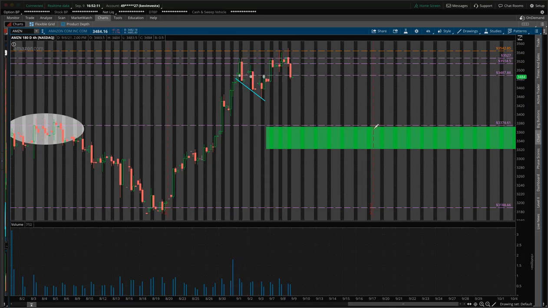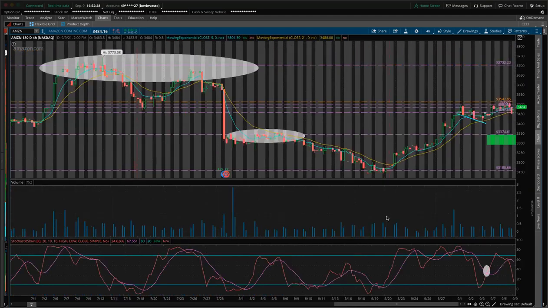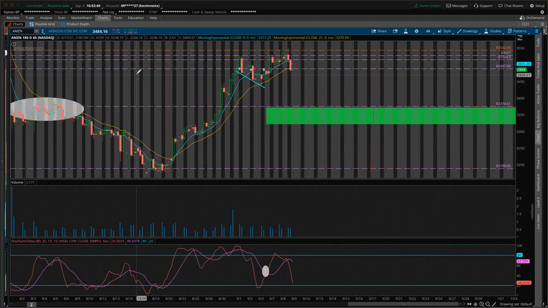So what we're gonna do here, right? I'm going to pull up my studies and add the studies that we use, which are the two EMAs, the 9 and 21 EMA. And I'm going to also pull up the stochastics oscillator, which is a stochastic slow, as you can see now.